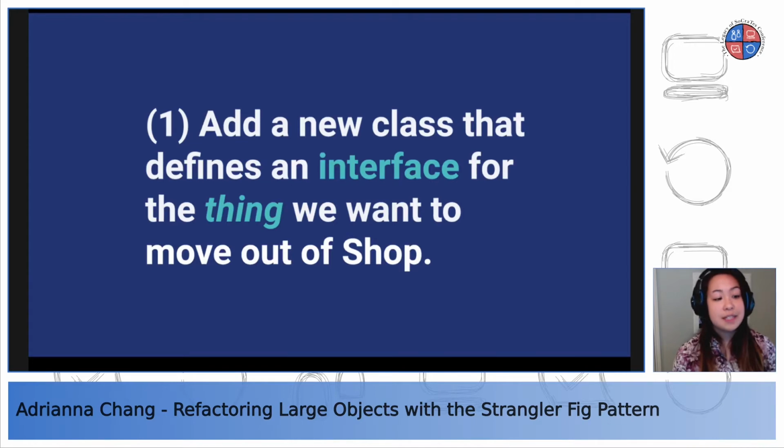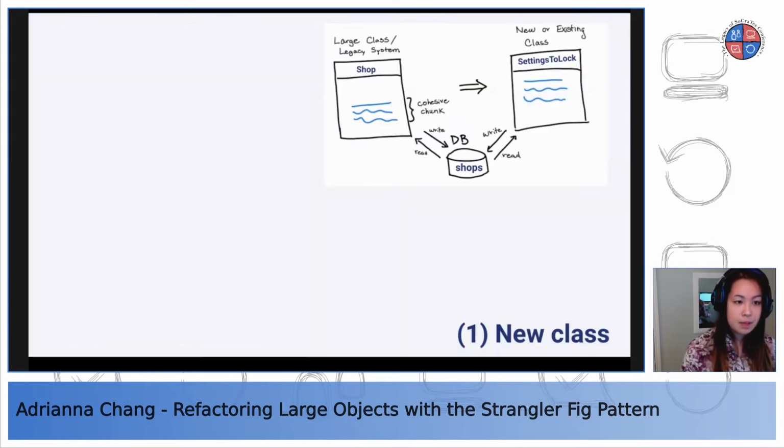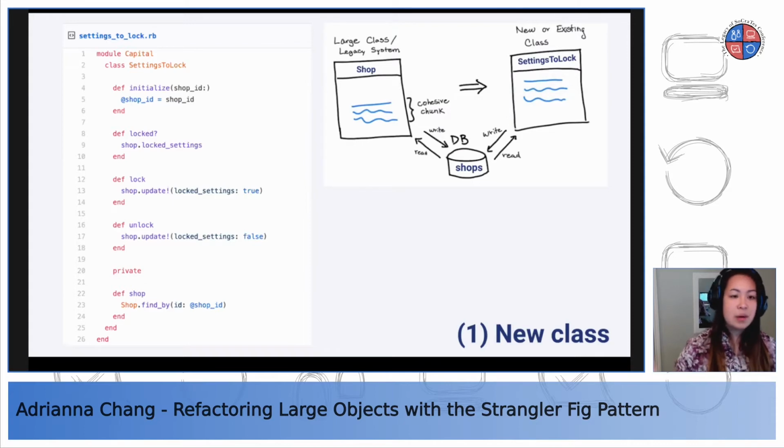So the very first step in the Strangler Fig pattern is to add a new class that defines an interface for the thing we want to move out of shop. What does that look like? If we look at the diagram on the right, ignoring the code to start with, we have this large class. It is shop. In Strangler Fig terminology, that could also be our legacy system. We've essentially identified a cohesive chunk related to these lock settings for capital that we would like to extract.